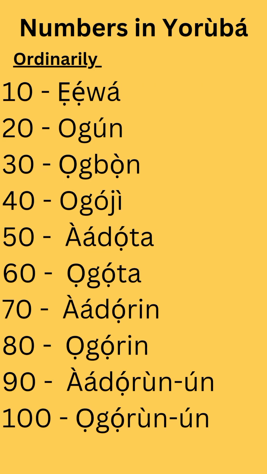Now let's take a look at these rounded numbers from 10 to 100. 10 ẹ̀wá, 20 ogún, 30 ọgbọ̀n, 40 ogójì, 50 àádọ́ta, 60 ọgọ́ta, 70 àádọ́rin, 80 ọgọ́rin, 90 àádọ́rùn-ún, 100 ọgọ́rùn-ún.